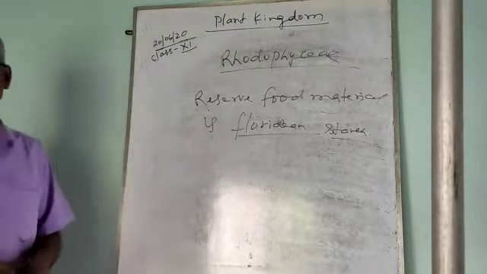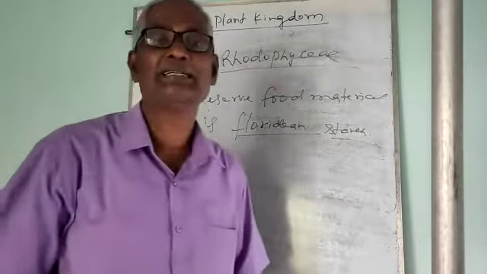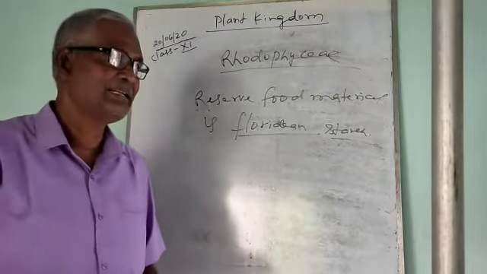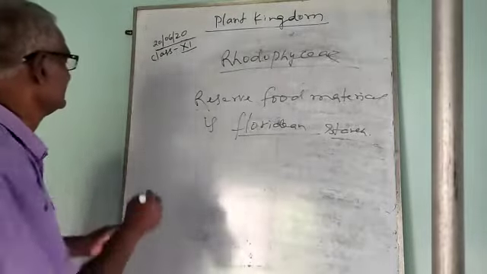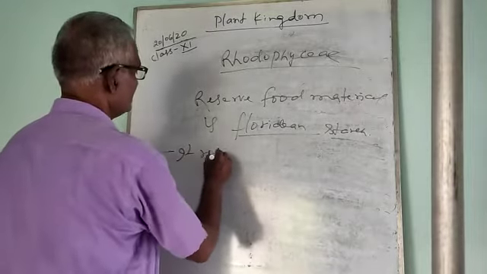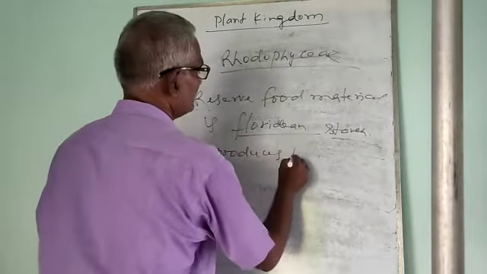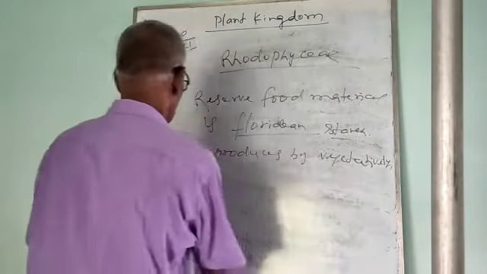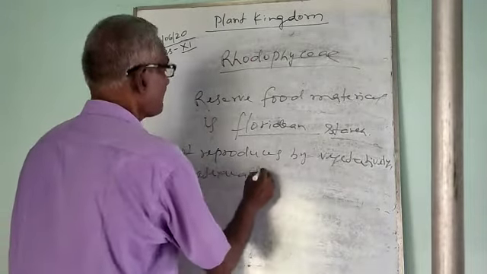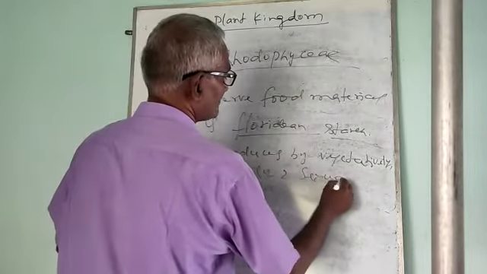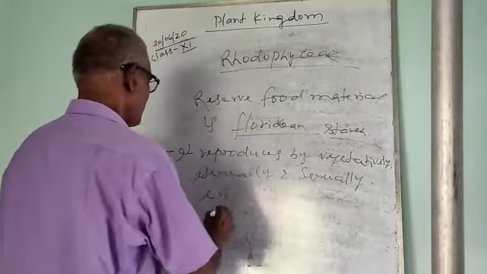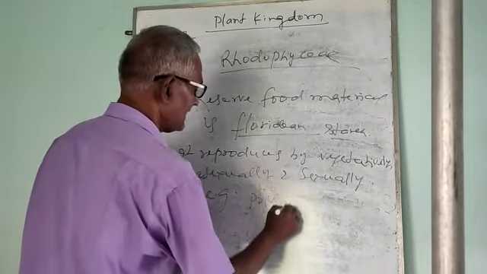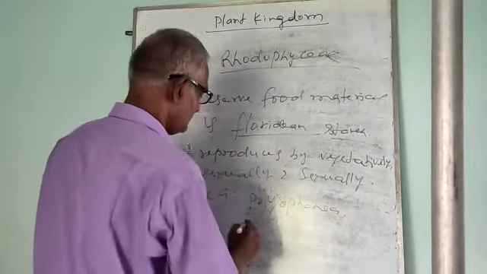Like Chlorophyceae and Phaeophyceae, it also reproduces vegetatively, asexually, and sexually. Important examples are Polysiphonia, Gelidium, etc.